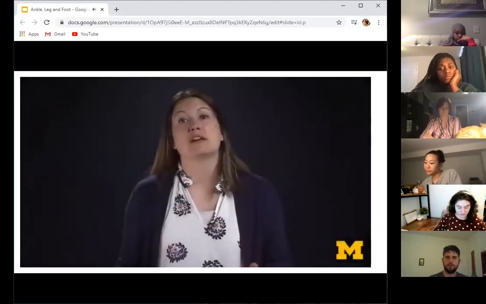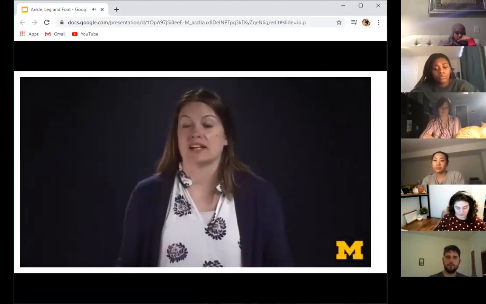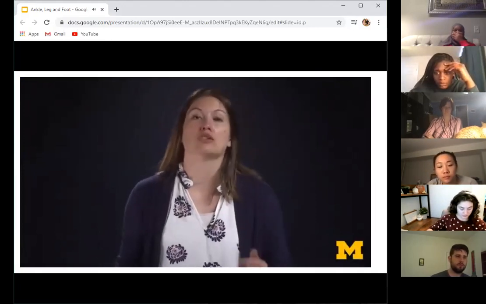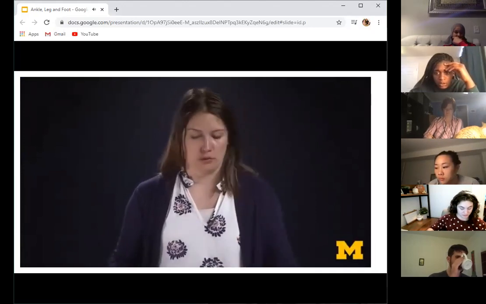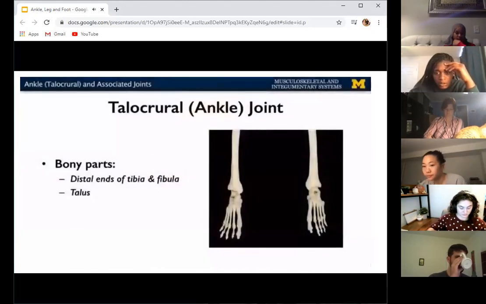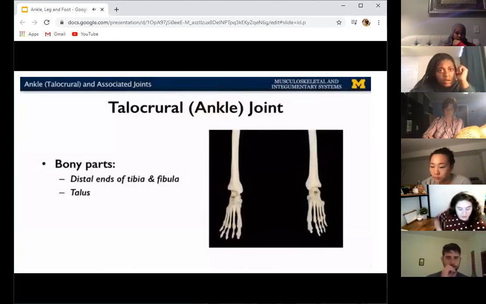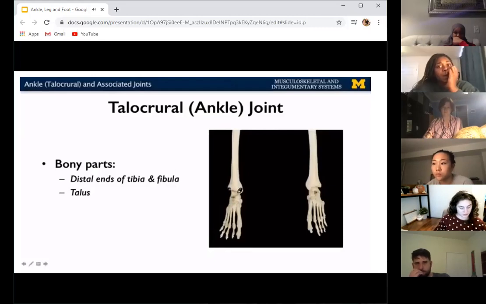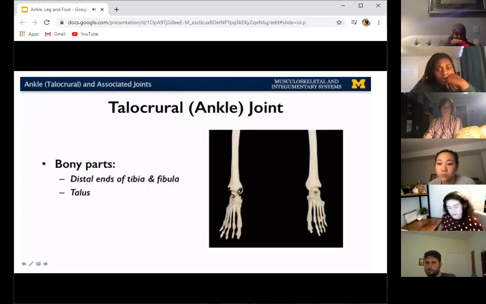So the most inferior of the synovial joints that we're going to discuss is the talocrural. So we know crural, we're getting into the ankle joint. So colloquially referred to as the ankle joint. And this is really a true hinge joint. You can see here the distal ends of the tibia and the fibula, so those medial and lateral malleoli. So here's your medial malleolus and your lateral malleolus of the fibula over here. And then the main tarsal bone of the ankle joint is the talus, which you can see here.